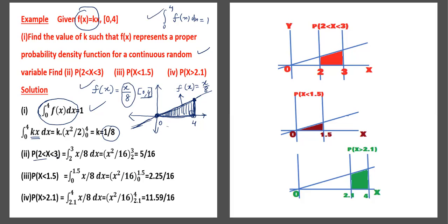Now we have to find the probability that x will be between 2 to 3. You have to integrate 2 to 3. You see this part. Out of the whole part, 4 comes here. The total area is 1. The total probability is 1. We have to find this probability, this area. Then 0 to 1.5, that is less than 1.5, greater than 2.1, then 2.1 to 4, this area.